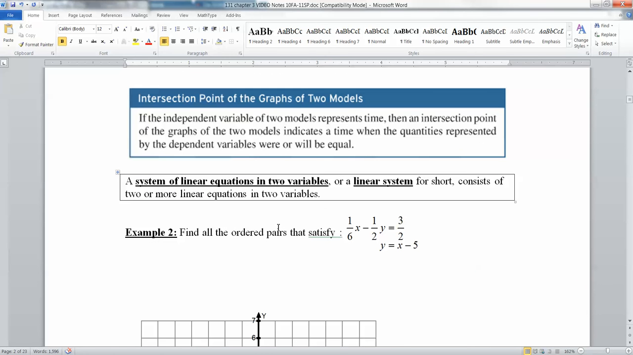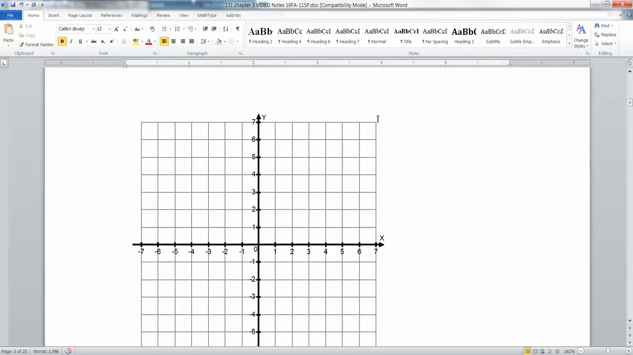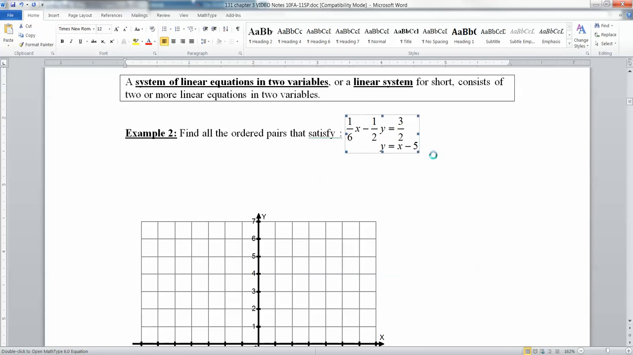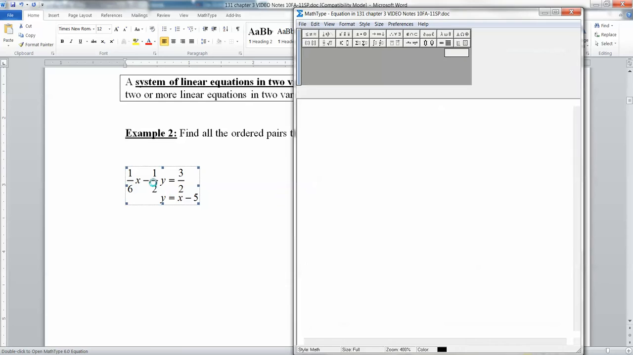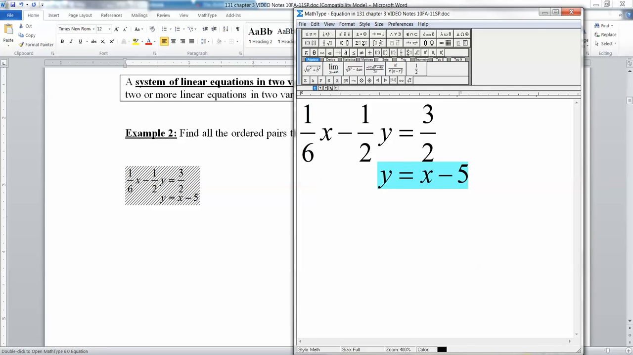All right, now a system of linear equations in two variables, or a linear system for short, consists of two or more linear equations in two variables. So for example, this particular one, I have two equations here. I have the top one and the bottom one, and you could graph both of them. But before you go graphing both of them, you're going to need to change the one on the top, because it's no good to you like it is. So let's take a moment and fiddle around with this for a second, make it better.